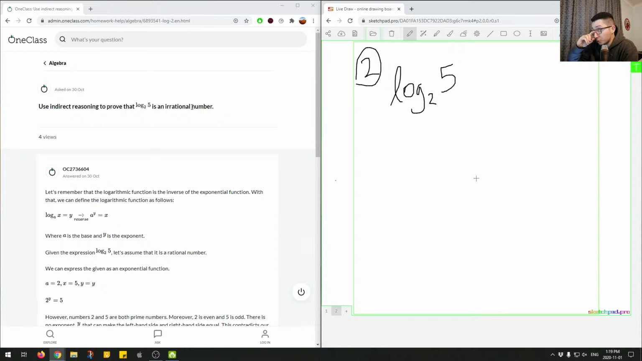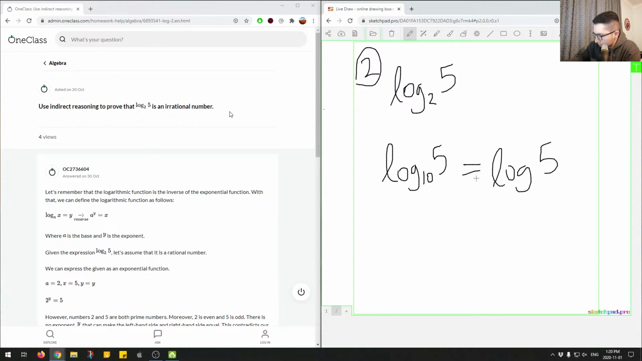5. So here when it says base 2, usually when you write out log, you don't write out the base. But what is assumed in this scenario when there is no base written, the base is 10. So when you say log 5, you're essentially saying log base 10 of 5. And these two are equivalent. But here they're giving us the base 2. So really, I'm going to erase this bottom part. So here we're trying to figure out, is it an irrational number? Is it an irrational number or is it not?